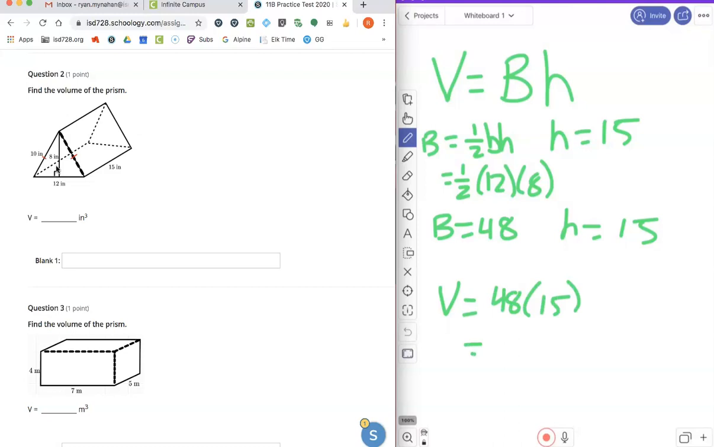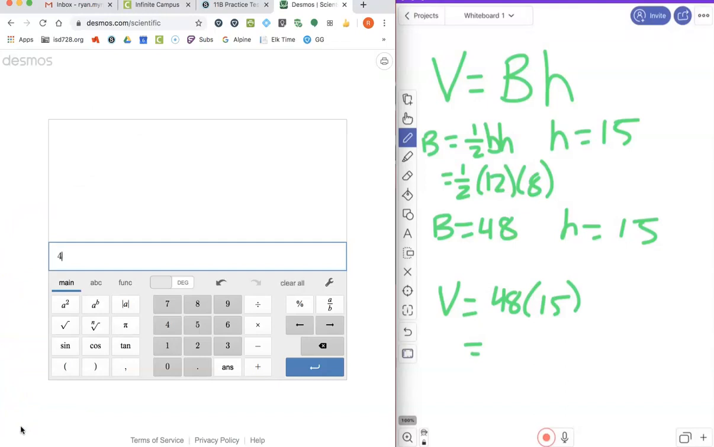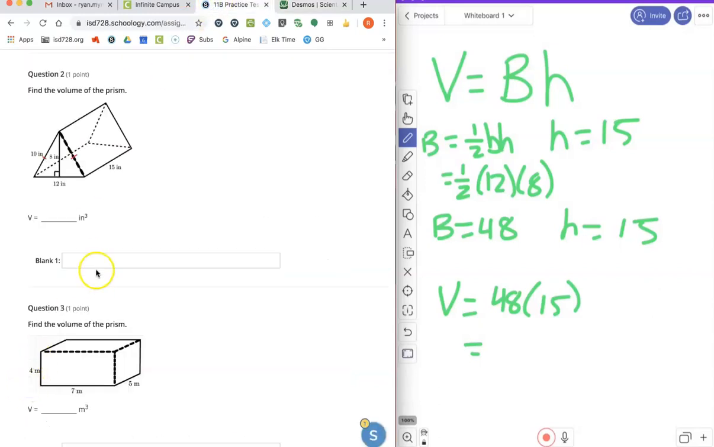Let's see, oh, I forgot to pull the calculator up. One sec. All right, so there's the calculator. We have 48 times 15, and we get 720 for our answer. So we would go in and put 720. They already have the units in there, but we have cubic units for volume.